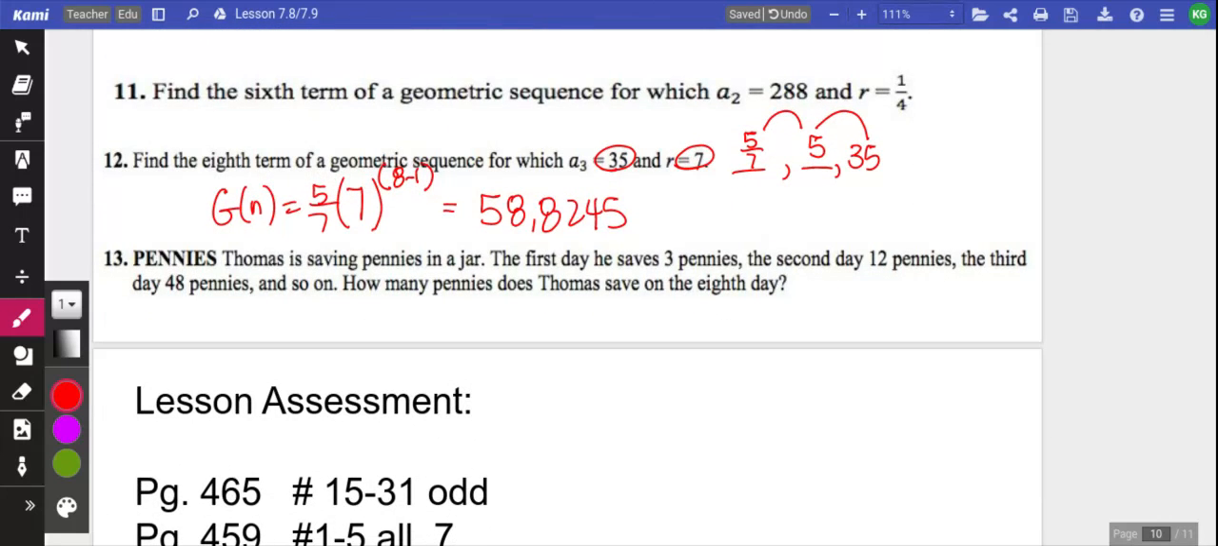Thomas is saving pennies in a jar. The first day he saved 3 pennies, the second day 12, the third day 48, and so on. How many does Thomas save on the 8th day? So we're going to start with G of n equals 3. My rate is multiplying it by 4 each time, and to the n minus 1 power, and we're going to put 8 in for n. And it is 49,152 pennies.